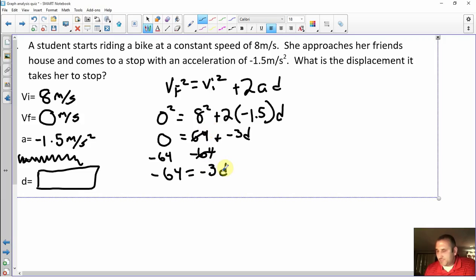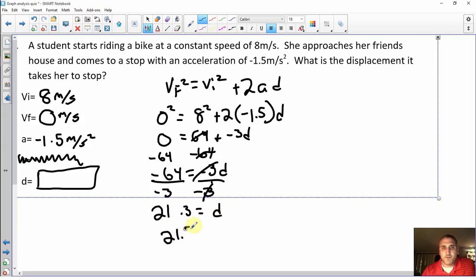And the interesting part here is that we are going to now take our negative 64 and divide it by negative 3. Divide both sides by negative 3. Those go away. 64 over negative 3 is positive 21.3, equals my D, which is 21.3 meters equals my displacement.